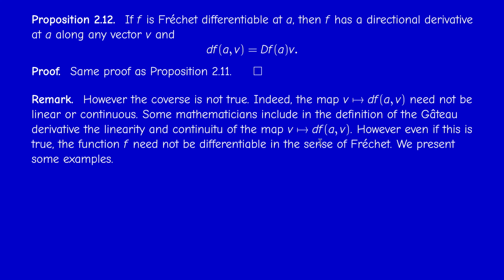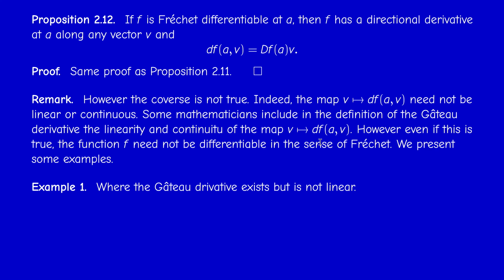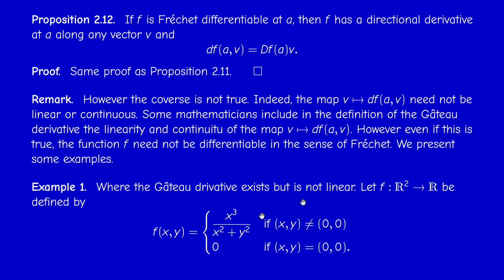Now I'll give some very important counterexamples. First example, where the Gateau derivative exists but is not linear. Take simply the function of two variables x, y, given by x cubed over x squared plus y squared away from the origin, and 0 at the origin. And so once again, if x equals 0, this is 0. If y equals 0, this is just x.